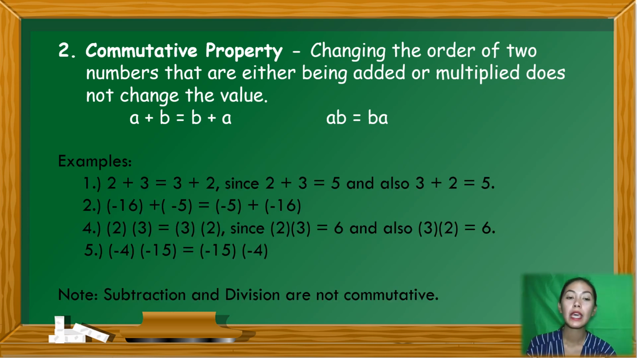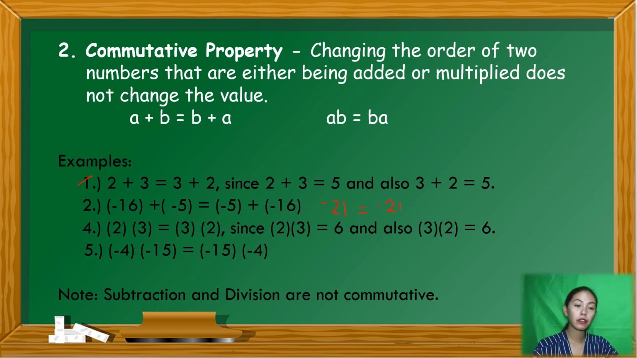Examples. Number 1: 2 plus 3 is equal to 3 plus 2, since 2 plus 3 is 5, and 3 plus 2 is also 5. Number 1 proves that it satisfies the commutative property. Number 2: negative 16 plus negative 5 is equal to negative 5 plus negative 16. Since negative 16 plus negative 5 is equal to negative 21, then negative 5 plus negative 16 is also equal to negative 21.